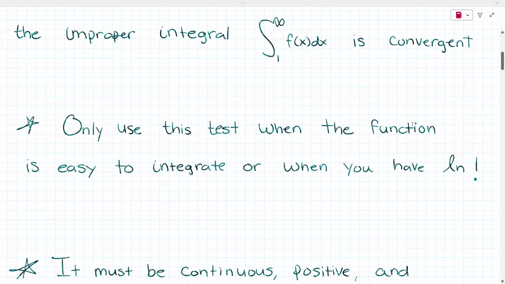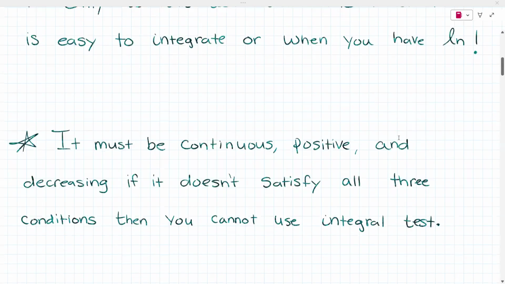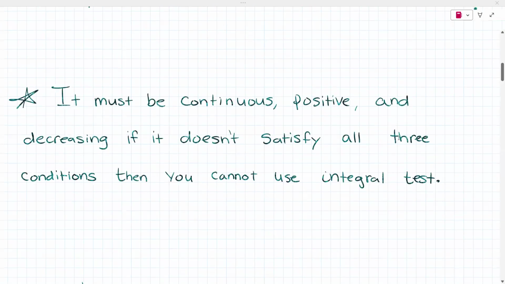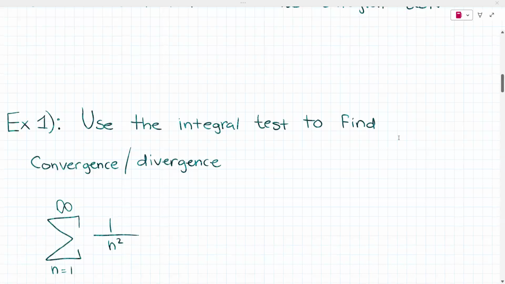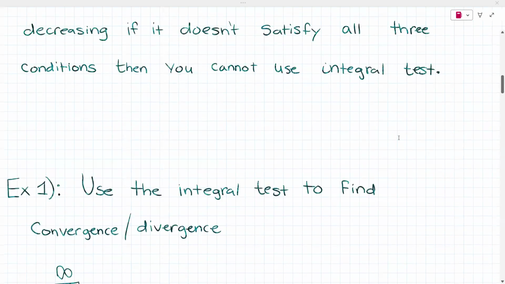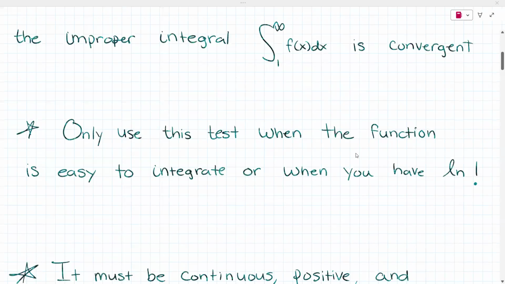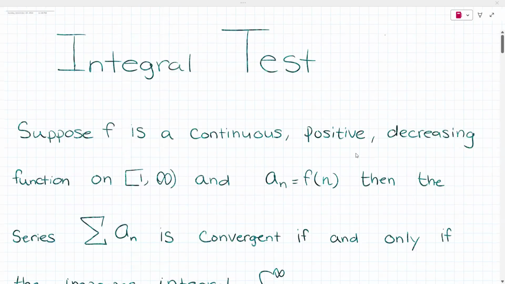So you would only use this test when the function is easy to integrate or when you have an ln. That's when I would use the integral test. It also must be continuous, positive, and decreasing. If it doesn't satisfy all three conditions, then you cannot use the integral test. So it has to satisfy three conditions, and I would use this if it's easy to integrate.